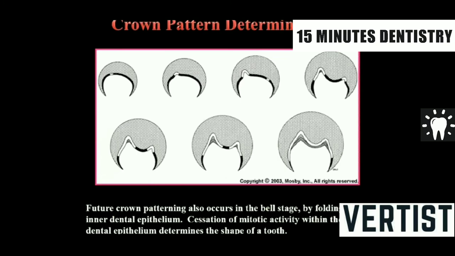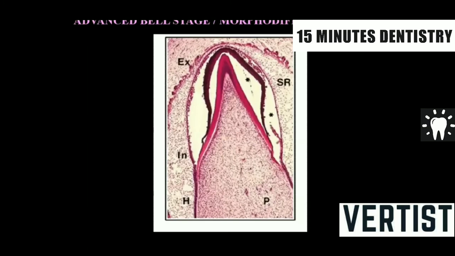Crown pattern starts forming during the Bell stage. After the Bell stage, you get the advanced Bell stage. Now here only one difference you remember. In the Bell stage, you label it dental papilla. But now you will label it dental pulp because dentin is already formed. Enamel has already started forming. So in the advanced Bell stage, you will not get stellate reticulum or stratum intermedium. You will get dental papilla, dentin, enamel space, and maybe covering reduced enamel epithelium.